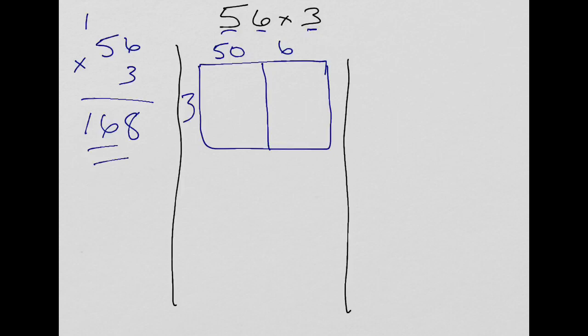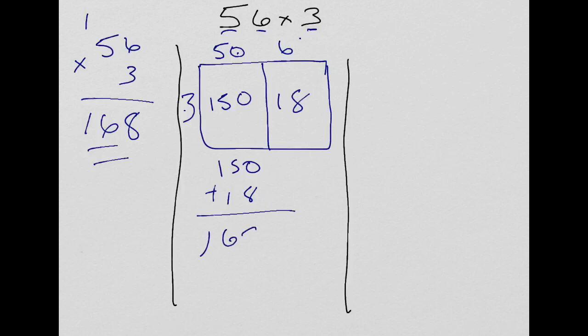So 3 times 5 is 15, and there's a 0, so that's 150. 3 times 6 is 18, and then I just add them together. 150 plus 18 is 168, and it matches that, so I'm pretty sure I'm right. And then the other method would be the lattice method.